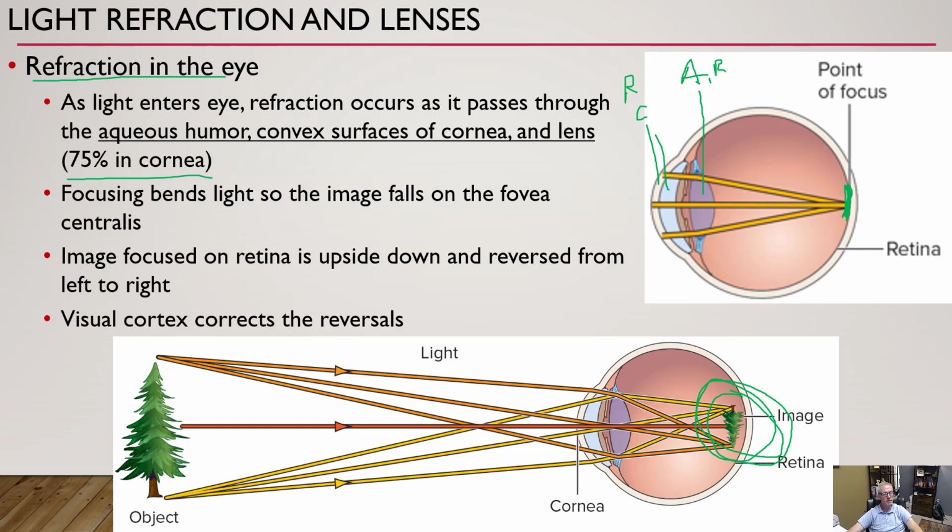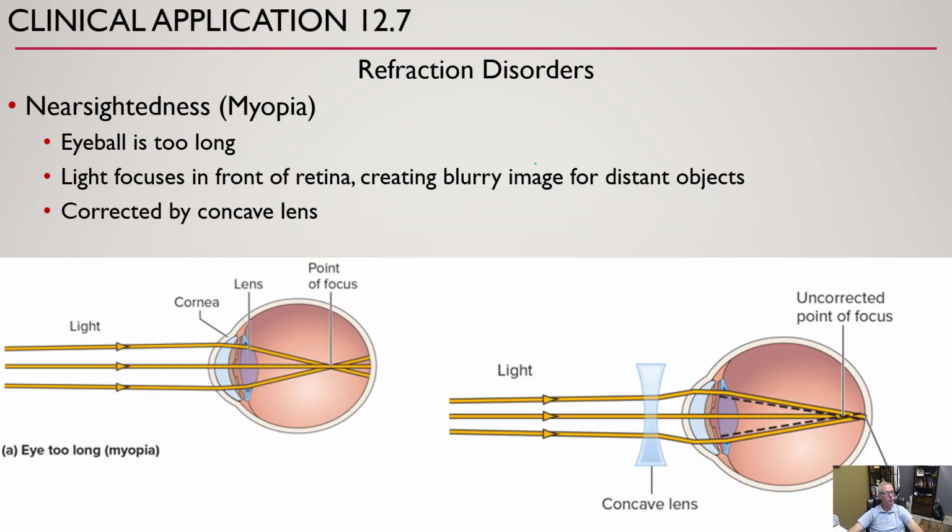But sometimes our lens and our cornea don't process the light rays appropriately, and we have to have glasses or contacts. So we have what's called refraction disorders. Myopia is the medical term for nearsightedness.